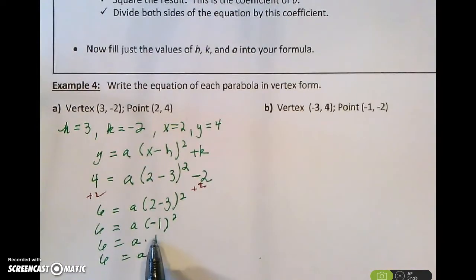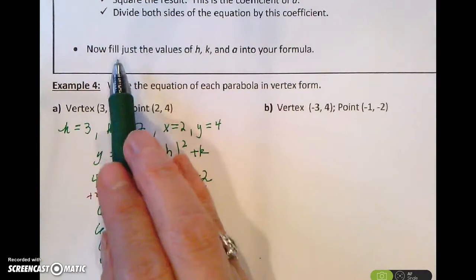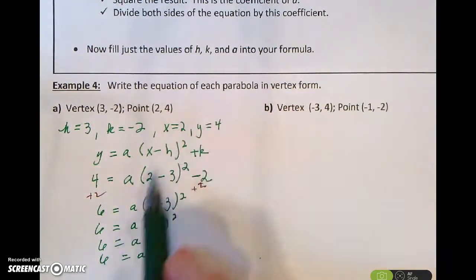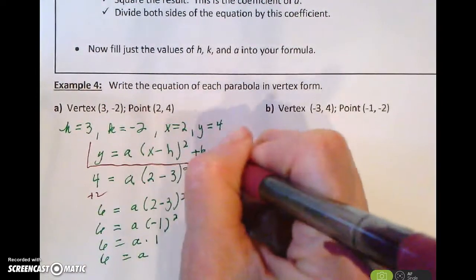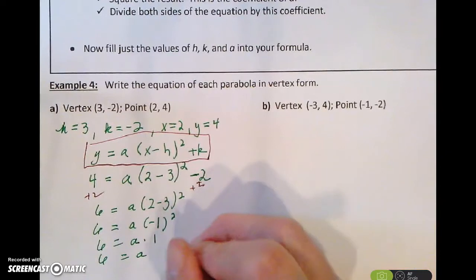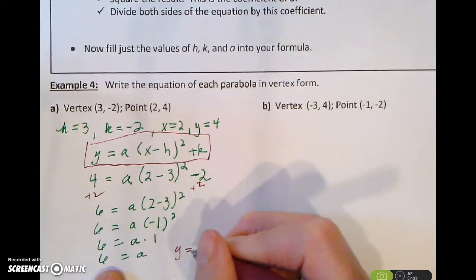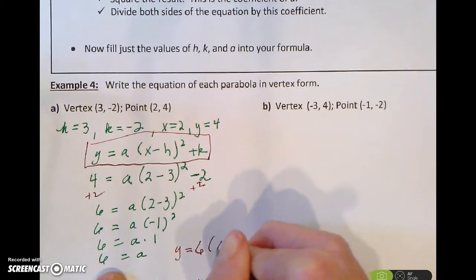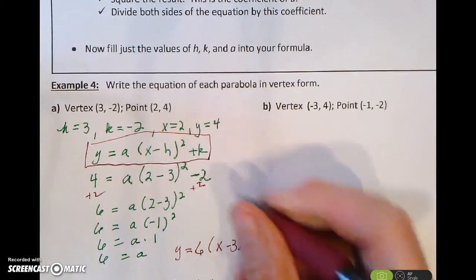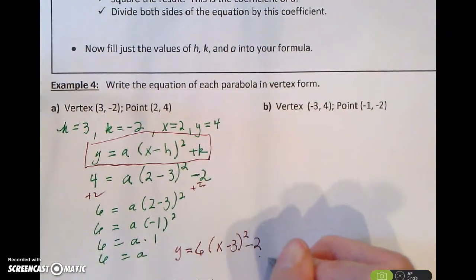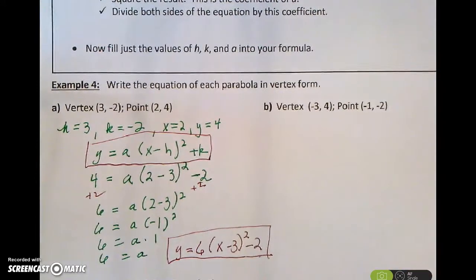If this had been a number like 3, then I would have divided both sides by 3 to get an answer, but it's 1. So I don't need to divide by anything. So I get a is 6. Now it says fill the values of h, k, and a back into our formula, which is right here. So that is going to give us that y is equal to, a is 6, so I'll fill that in, (x minus h, which was 3) squared, and then plus k, so minus 2. And that is my answer.